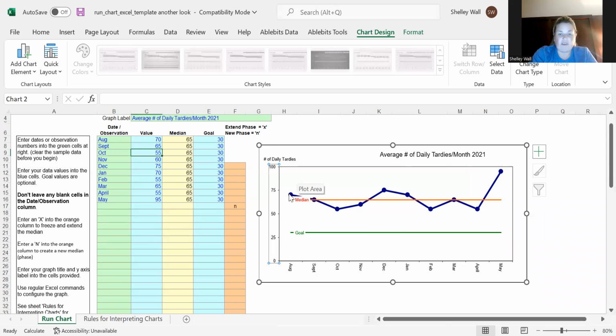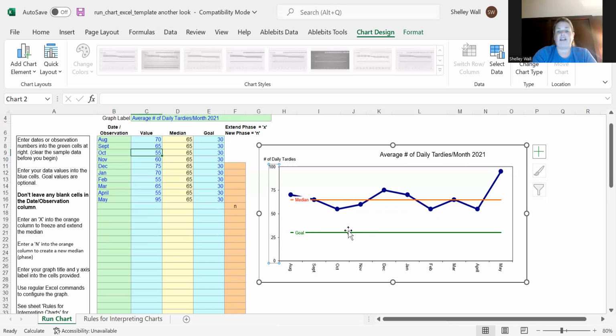If you needed specific labels, we could go in and label each one of these dots, which is called a marker. We could label the markers and you would know exactly where they are. But based on our median of 65, this is our center line, we can see where markers are above or beyond.